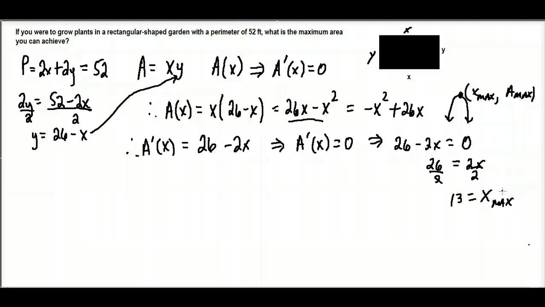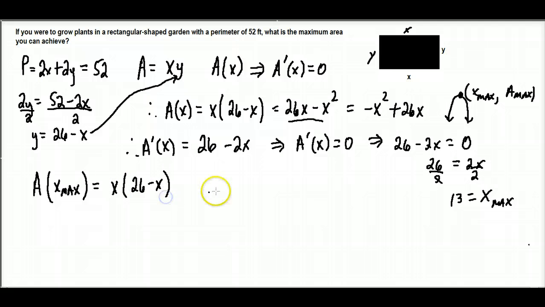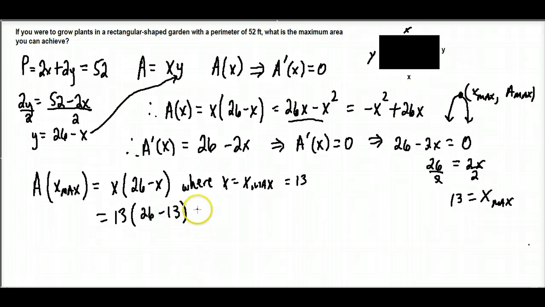Okay? And so now that we found that, we can figure out what the maximum area will be. And so all we have to do now is take our original function and plug x max into it. And so this will be x times 26 minus x, where x is equal to x max, which is 13. So now we'll just plug that in. So I have 13 times 26 minus 13. And so that's 13 times 13, which is 169 square feet.